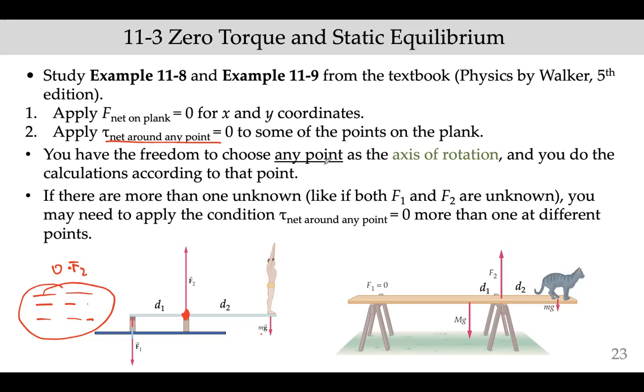So you have the freedom to choose any point as the axis of rotation, and you can choose more than one, as we did in the previous slides. And you do the calculations according to that point in each case. If there is more than one unknown, like if both F1 and F2 are unknown, as I said, you may need to apply the condition net torque equals 0 more than once at different points.